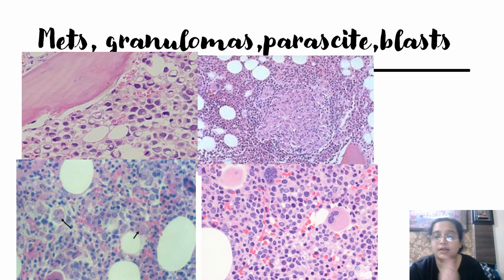Now coming to some other things like METs, granulomas, parasites. Just want you to see these things. I'll discuss this whenever I take that disease up. How will you recognize METs? They can either be in clumps or clusters. Adeno MET can be in clusters, squamous can be in clusters, or they can be singly lying cells.